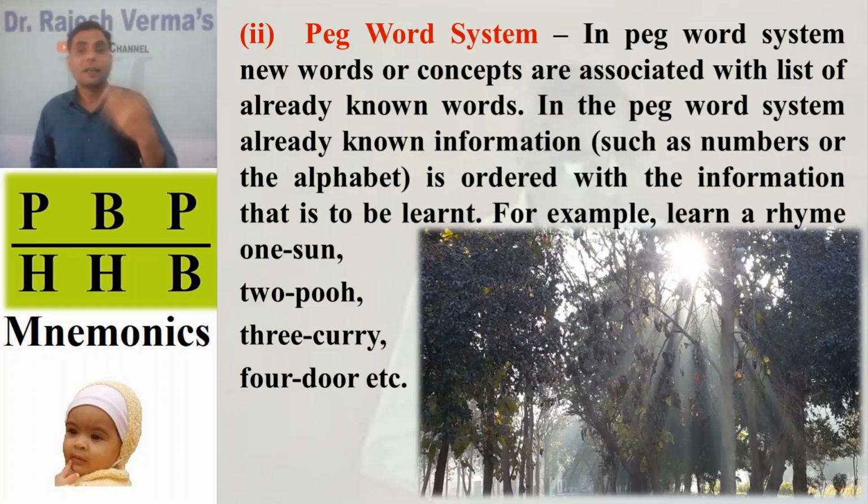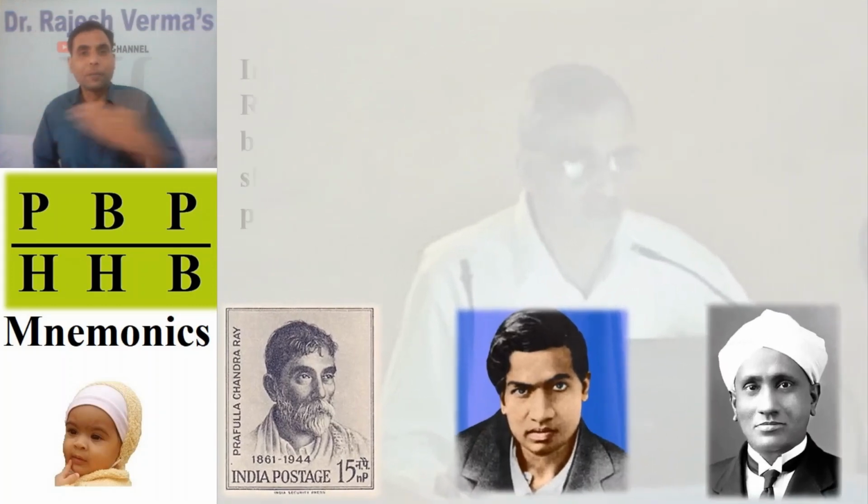For example, learn the rhyme: one sun, two po, three curry, four do. This is the way you remember. You know one, you know sun. The one here is your peg word. Two po, three curry, four do. So if you create this system, using it you can remember various information.